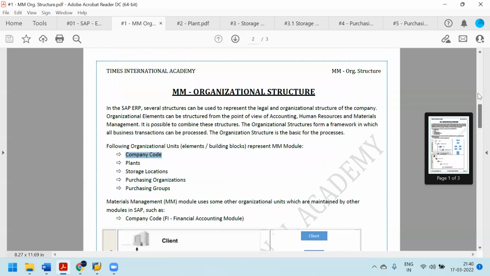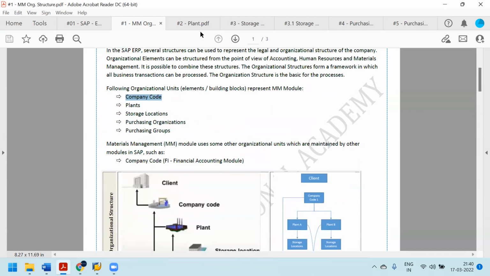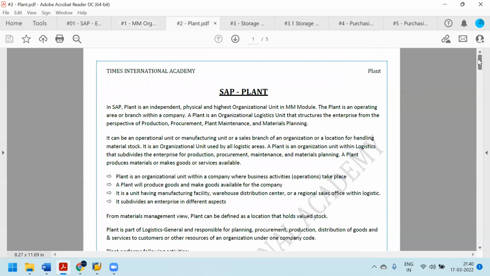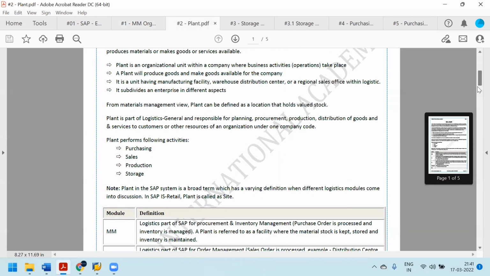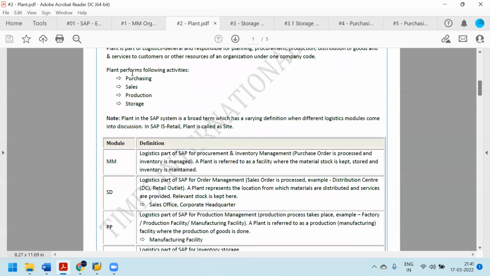Okay, so now let's discuss in detail about this plant. What is plant, which is the highest organizational unit in MM? So in SAP, plant is an independent, physical, and highest organizational unit in the MM module, right? We can say that the plant is an operating area or branch within a company. Within the plant, activities like purchasing, sales, production, and storage are carried out.